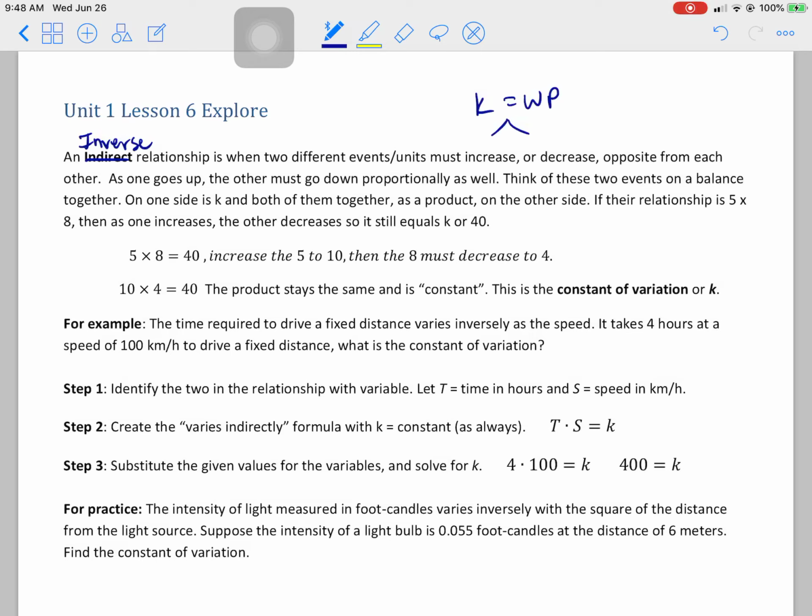So this is the balance. This is going to be on one side, and this is on the other side. So as this one goes up, that one goes down, because the weight has to be the same. Okay? So for example, if you have 5 times 8 is 40, as 5 increases to 10, that means the 8 must decrease proportionally the other way to keep your K, your constant. Okay? So an inverse relationship.